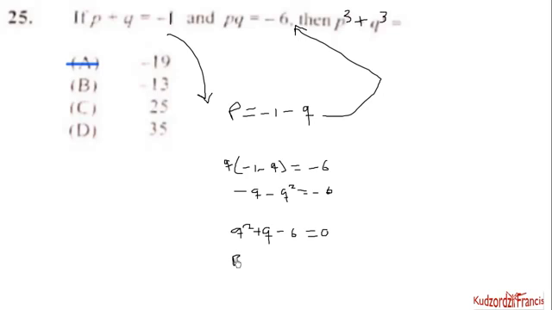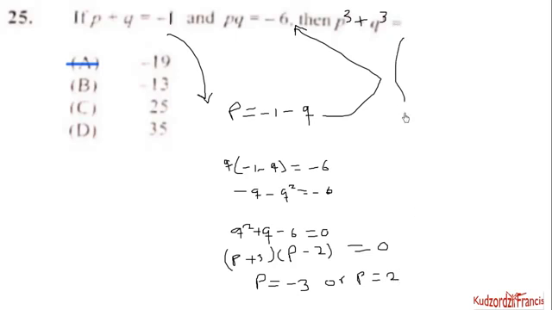So we have the factors to be Q plus 3 and Q minus 2 is equal to 0. So this tells us that either Q is equal to -3 or Q is equal to 2. Now let's pick one of them and use, and it will get the same answer. Let's say p is 2, we put 2 here.